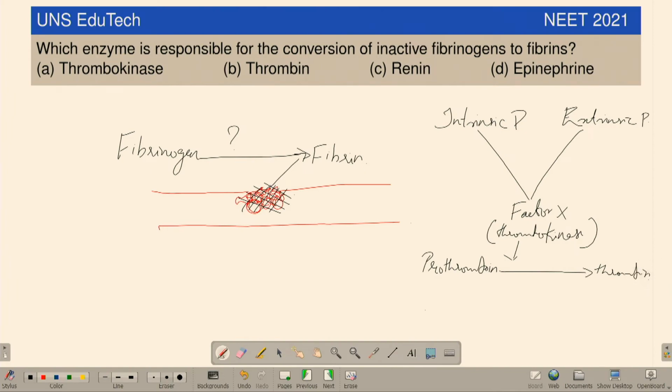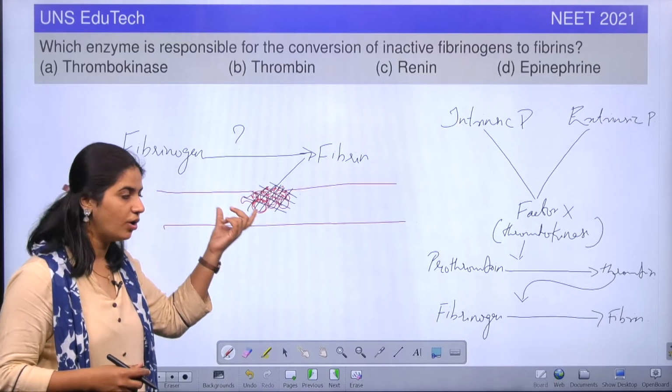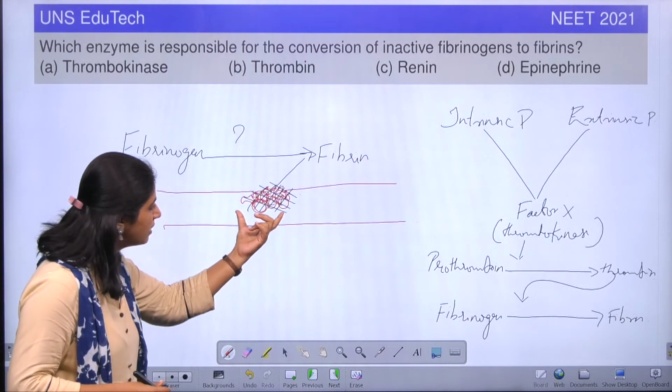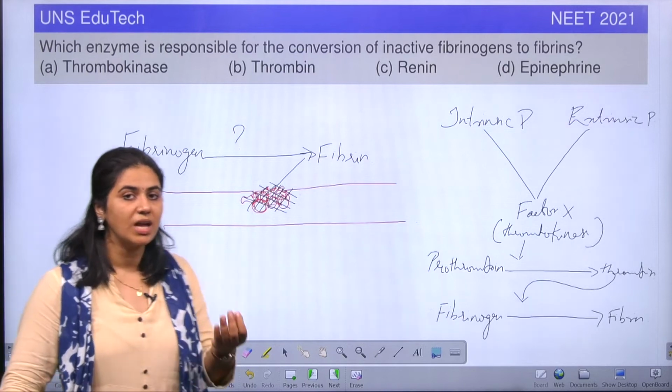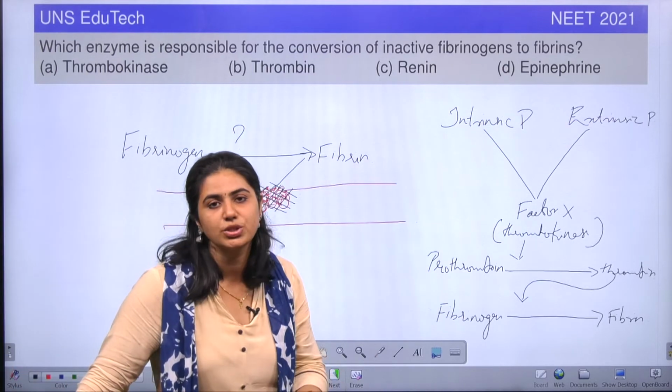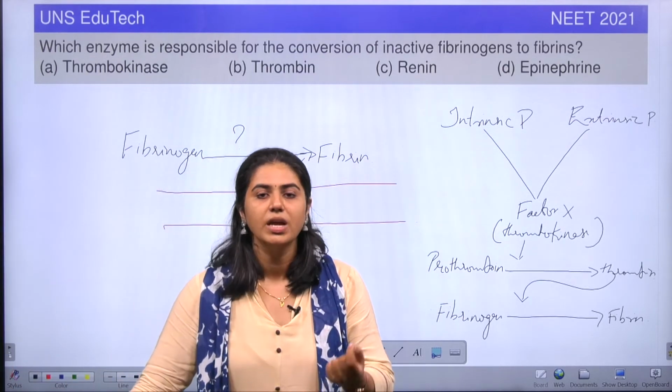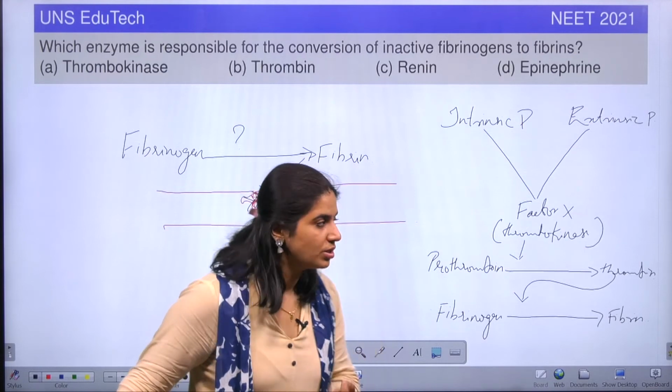And the function of thrombin here is to convert fibrinogen into fibrin, which comes into the picture during an injury in the blood vessel or in the skin, and forms a mesh and plugs the wound. So here the question is, which enzyme is responsible for the conversion of the inactive form, fibrinogen, into the active form called fibrin? So let's see the options.